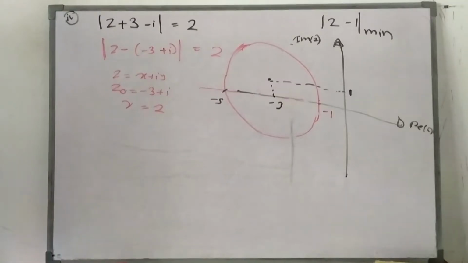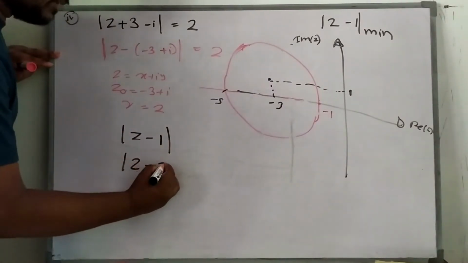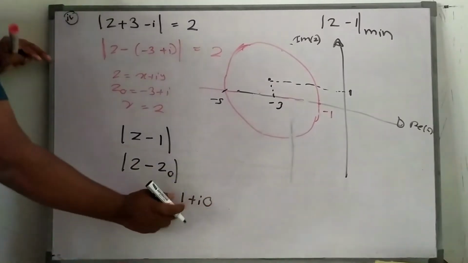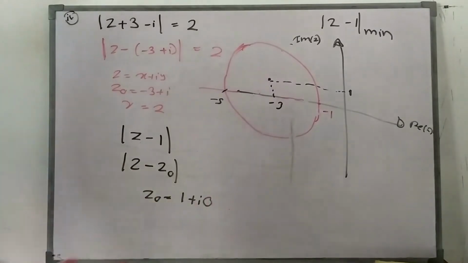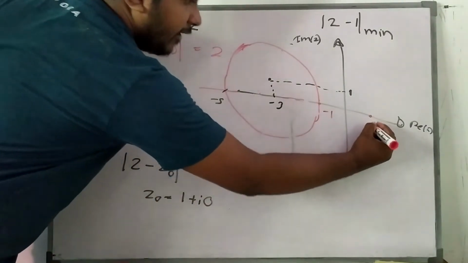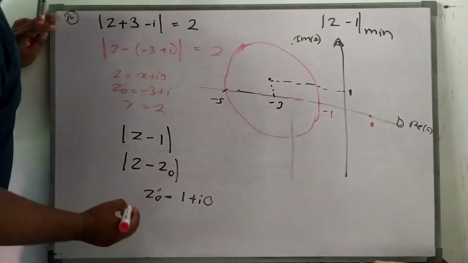And also they ask to find the minimum value of modulus of z minus 1. So what is z minus 1? z minus 1 means z minus z0, right? z0 means 1 plus 0i. So z0 is over here, 1 plus 0i. So it's over here, 1. So I assume it's z0 dash.